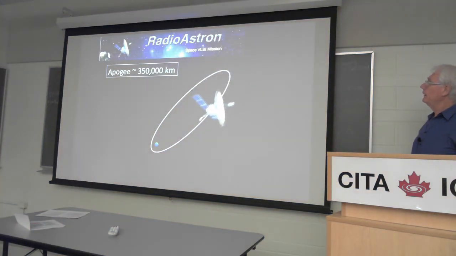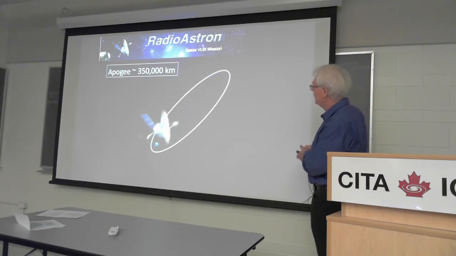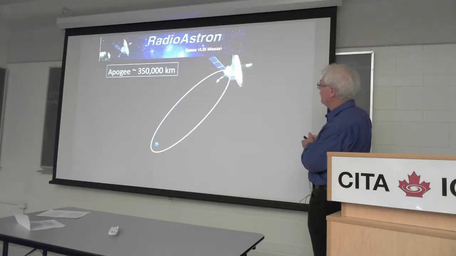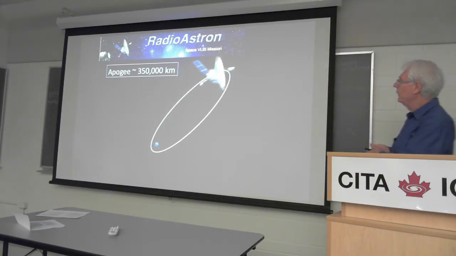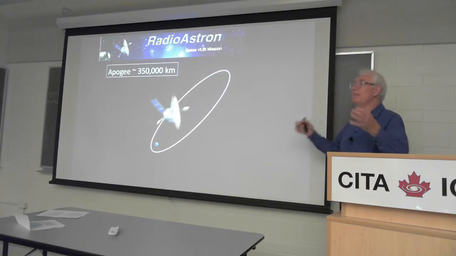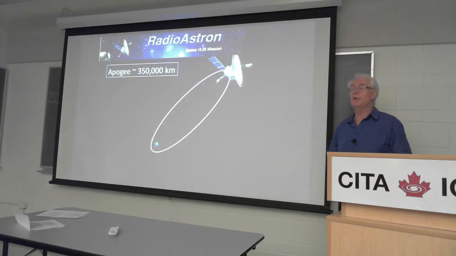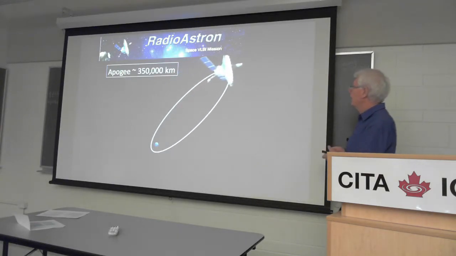Then we used RadioAstron with its very elliptical orbit, and at that time we had an apogee of about 350,000 kilometers, about the distance from here to the moon, very elongated. And so one could sample a whole range of projected baselines. That was the real advantage of it.